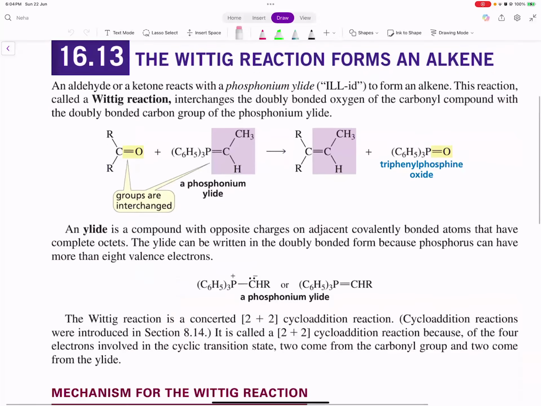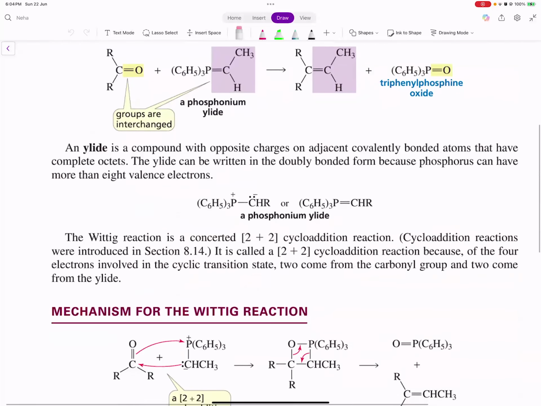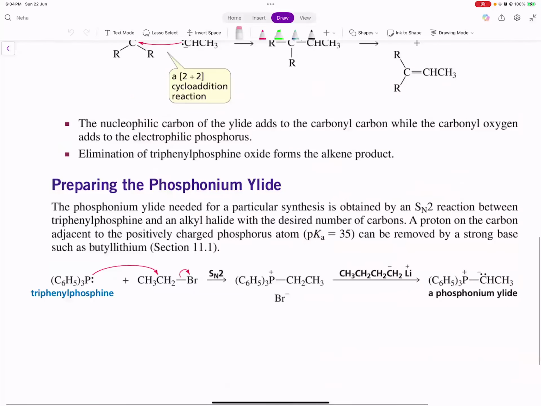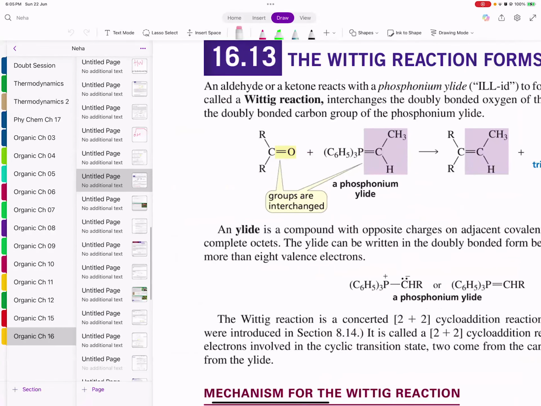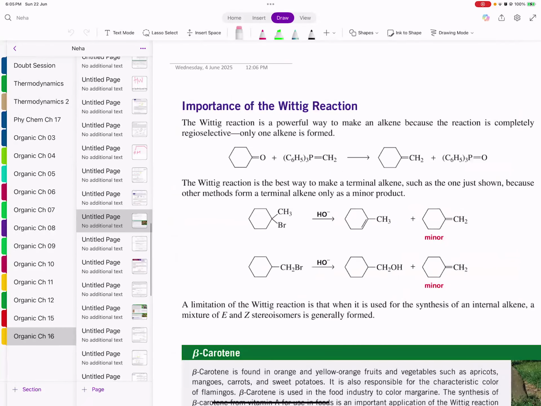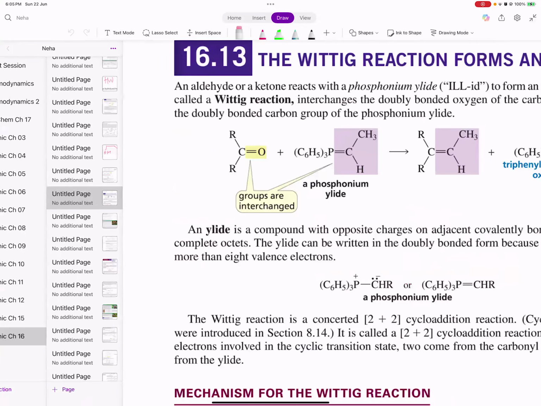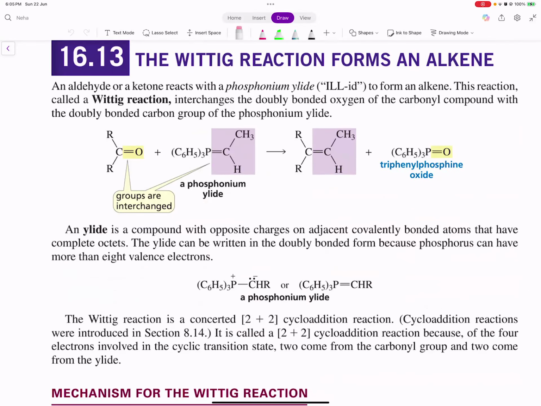Okay, the Wittig reaction. This guy also got a Nobel Prize. There is a nice photograph where he was smoking a cigar, but I think they've taken it out in the new edition. Anyway, this reaction appeared only once in IIT JEE, in 1997.